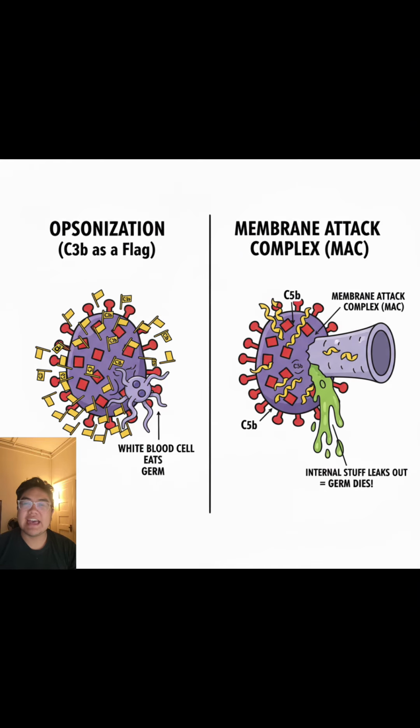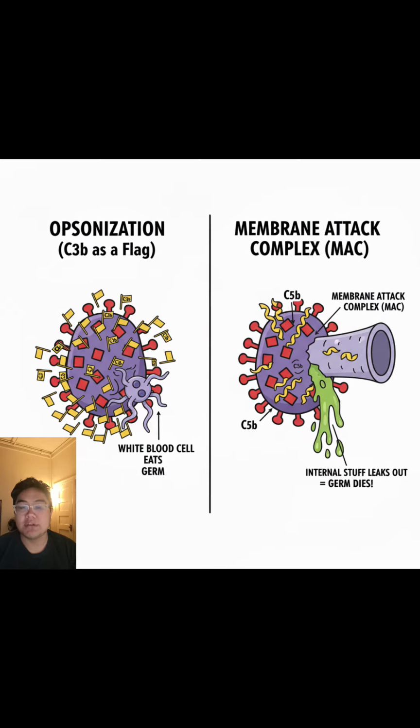C3b, on the other hand, acts kind of like a flag. C3b physically attaches itself to the nasty germ and tells the white blood cell to fully eat and engulf the bad germ. C3b has a secondary job of helping create proteins that poke holes in the bad germs themselves.